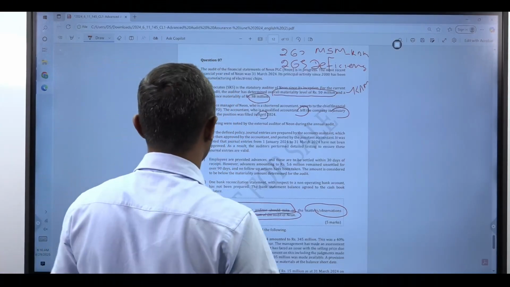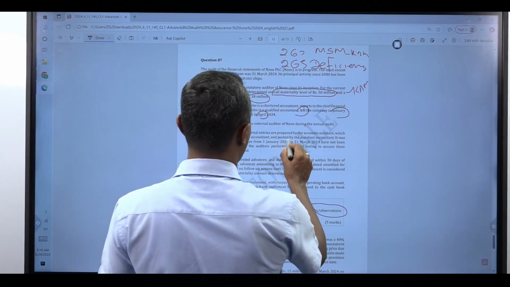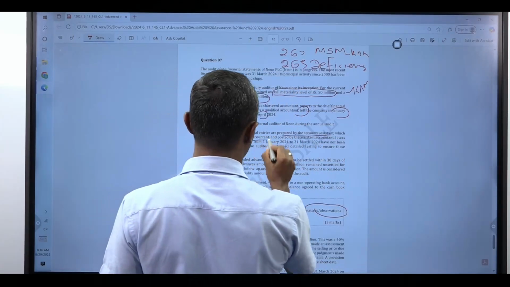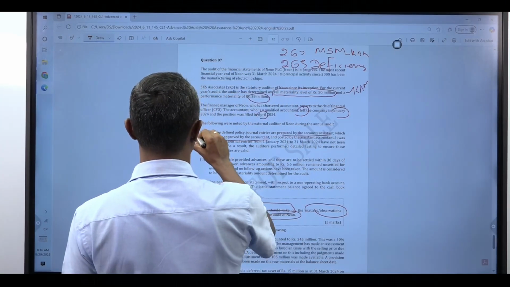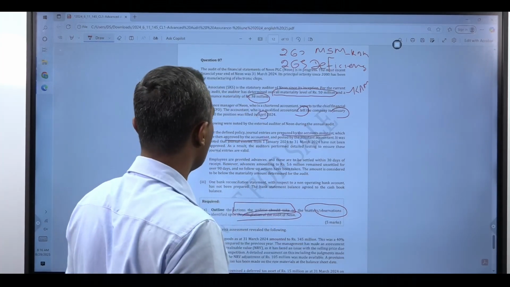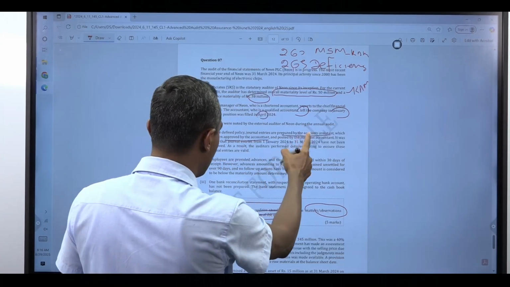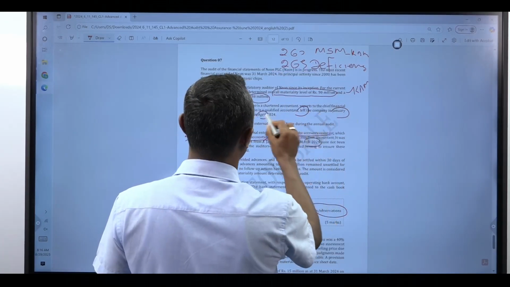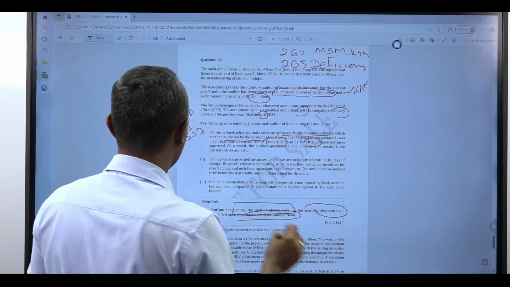Right. Further defined policy: journal entries are prepared by the accounts assistant, which is approved by the accountant. Good, this is segregation of duty. This is a control, called control activity. It was noted that journal entries from January to March have not been approved.